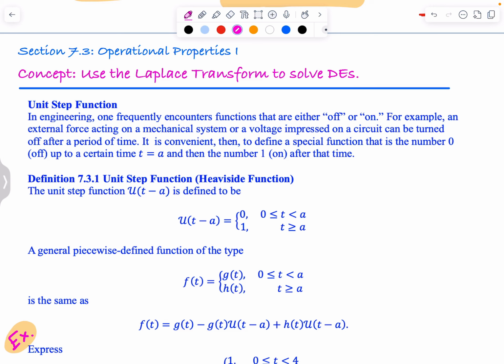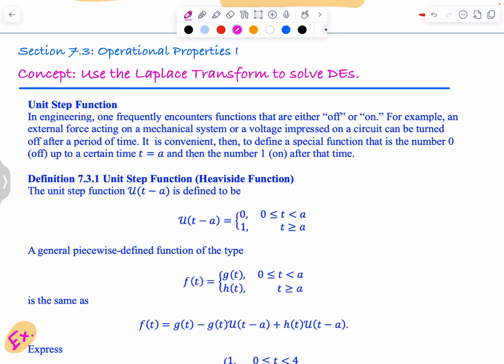In this video, we'll continue our discussion of section 7.3. These are operations of the Laplace transformation. In this video, we're going to define a new function. It's not a big new idea. You guys have worked with piecewise functions before. We're just going to define it in a different way with some new notation.